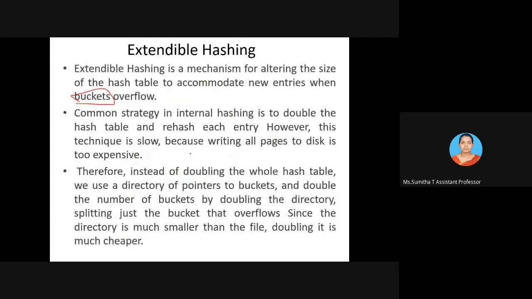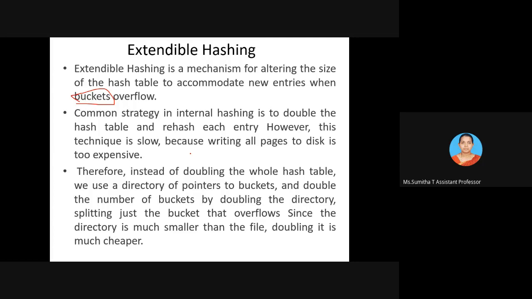Is it clear? Extendable hashing is based on a tree. We have one directory, and based on the directory we have leaf nodes or buckets. We insert the elements into the bucket based on the directory. First, we are considering the first two bits. Based on the two bits we are inserting the elements into the bucket.